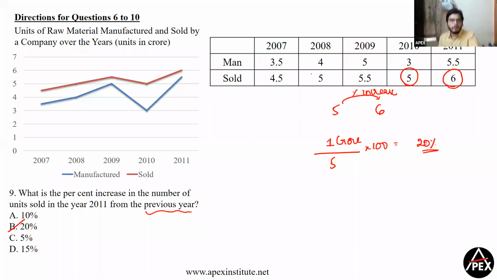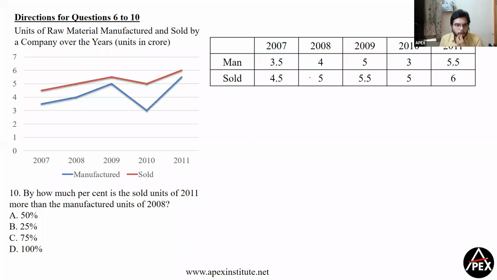Yeah. So this is also a straightforward question. By how much percent is the sold units of 2011, 6, more than manufactured units of 2008, 4? Okay. So the value is more by 2 crores, and we are comparing it with the manufacturing units of 2008. So in denominator, 4, into 100. So this is 50%.